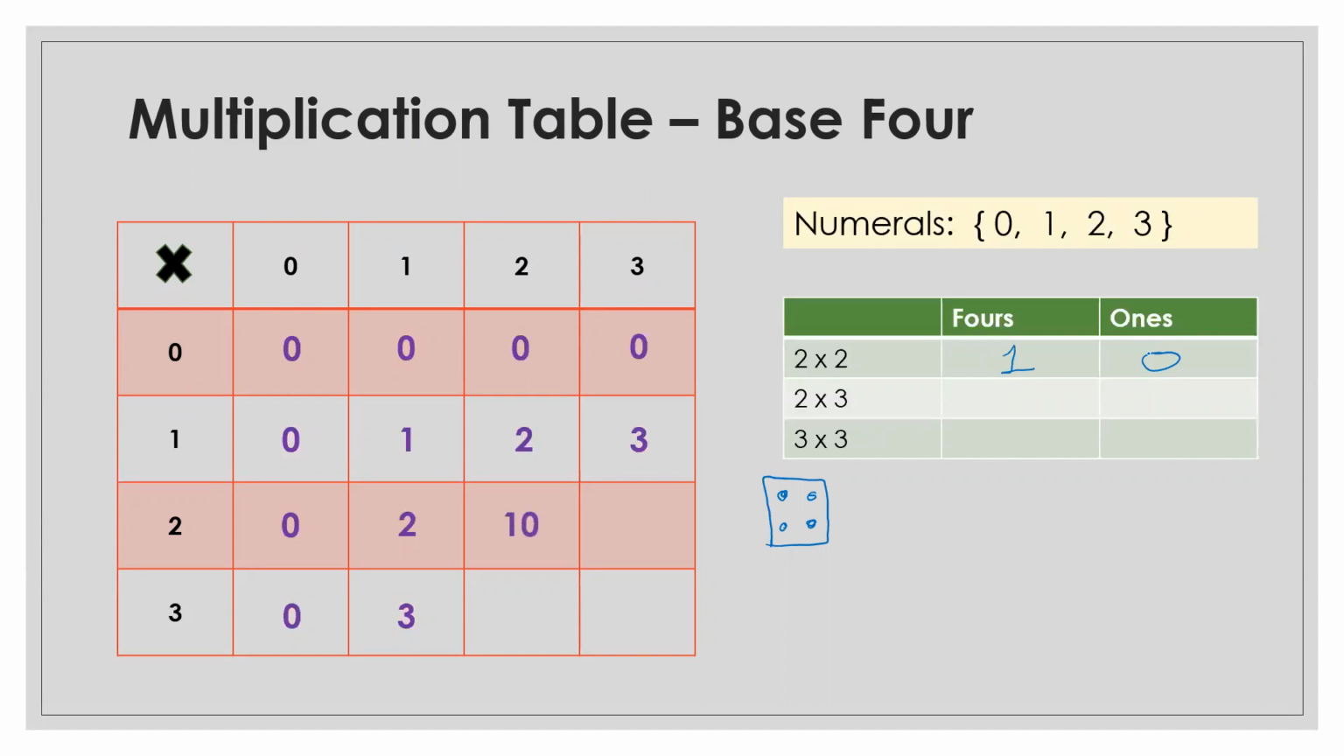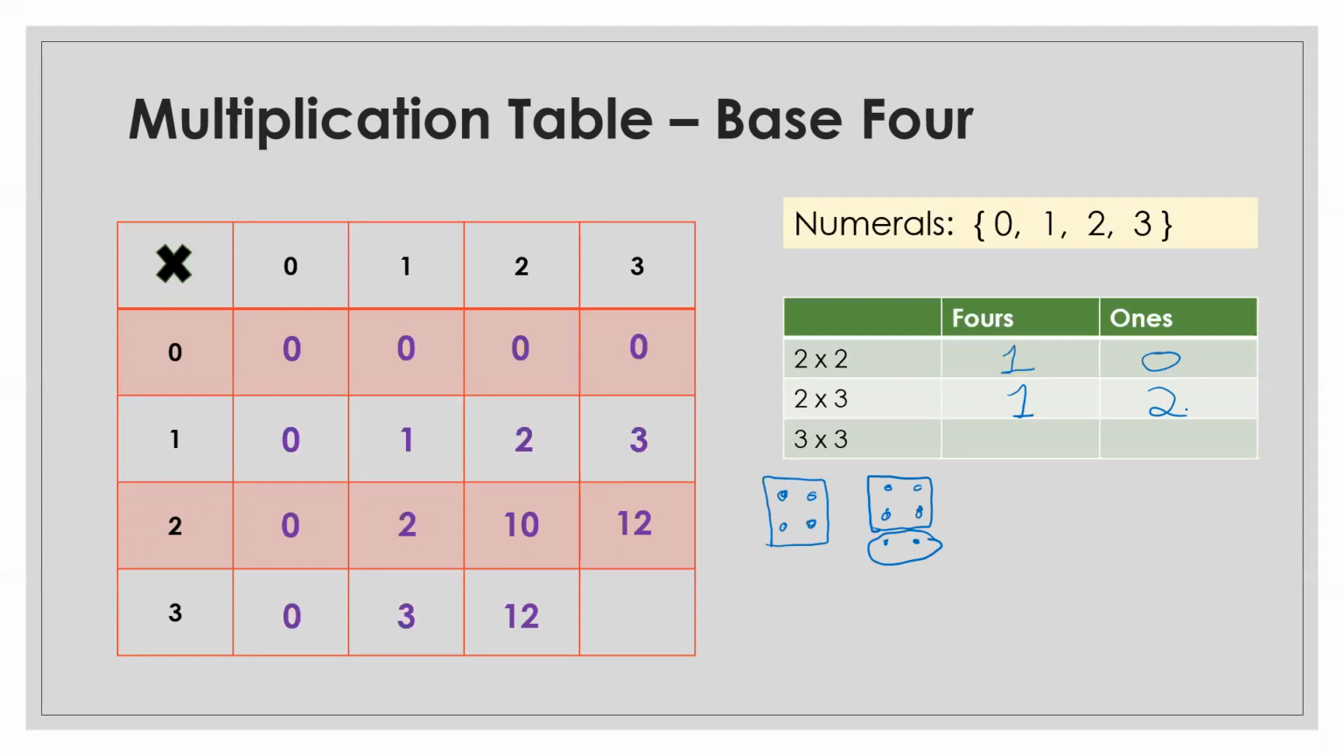Okay, 2 times 3, 3 times 2 would be the same, because we know multiplication is commutative. So it doesn't matter which order you list them in. So I'm going to go ahead and list them as 3 groups of 2. Okay, so 3 groups of 2 right there. 3 groups of 2 make 1 full group of 4 and 2 singles. So that would be 1, 2. So 2 times 3, 3 times 2, they are both 1, 2 in base 4.